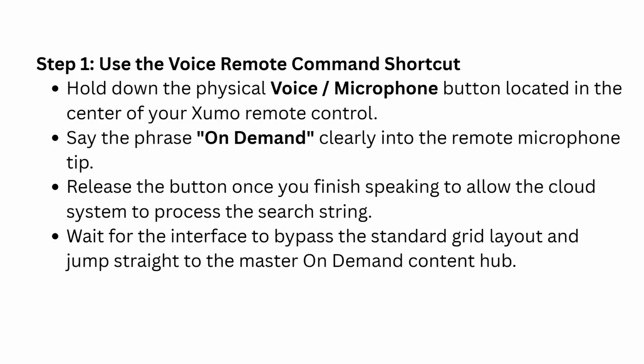Hold down the physical voice or microphone button located in the center of the Xumo remote control. Say the phrase "on demand" clearly into the remote microphone. Release the button once you finish speaking to allow the cloud system to process the search string. Wait for the interface to bypass the standard grid layout and jump straight to the master on-demand content hub.